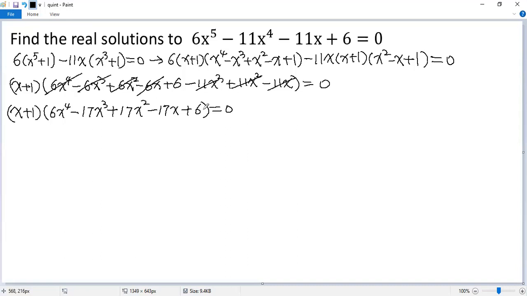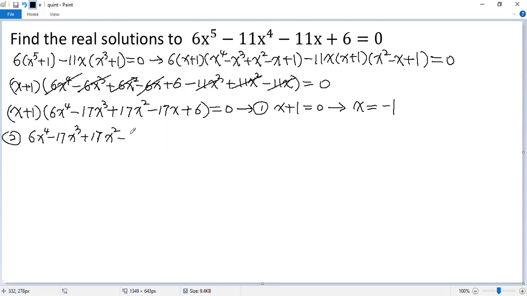So we have two possibilities. The first one is the factor x plus 1 equals 0, so we get the first solution, x equals negative 1. If the second factor equals 0, that means 6x to the power 4 minus 17x cubed plus 17x squared minus 17x plus 6 equals 0. Divide both sides by x squared, so we get 6x squared minus 17x plus 17, minus 17 over x plus 6 over x squared equals 0.